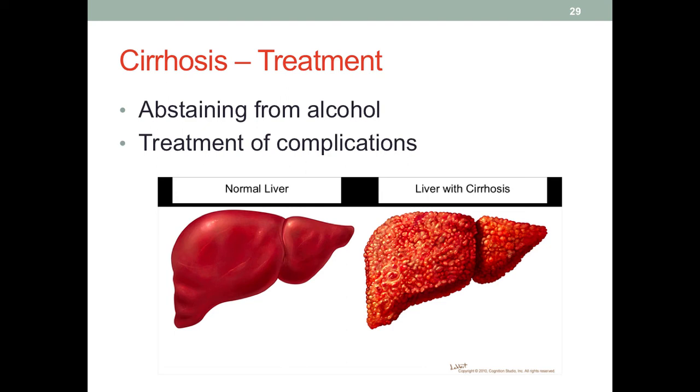To treat cirrhosis, we definitely need to take alcohol out of the picture to stop further damage. Then we will also have to treat any potential complications. Again, unfortunately, cirrhosis is irreversible. We can only maintain the function we have left. We cannot reverse the damage. So we would want to be retaining the remaining function for as long as possible.